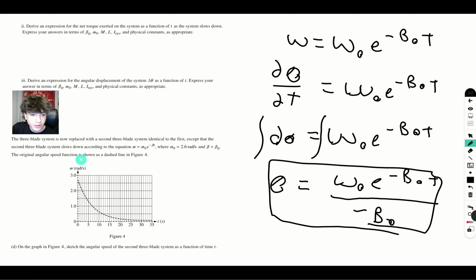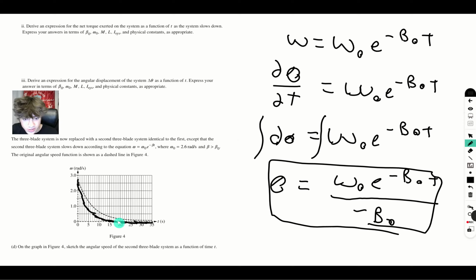The original angular speed function is shown. So since this is a greater number, the exponential that e is raised to is going to be changing at a faster rate, meaning that the angular speed is going to be approaching zero at a faster rate, because this is e to the negative bt power. So this is going to have a deeper slope right here, as you can see here.